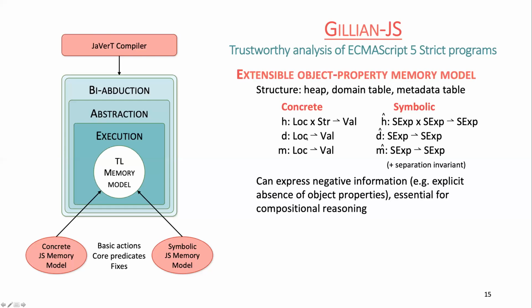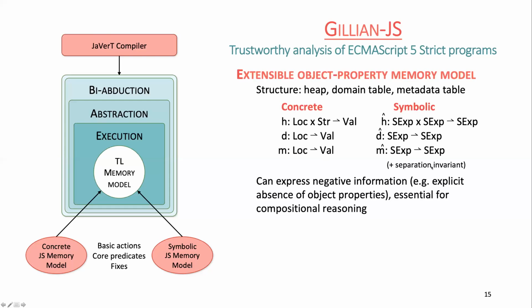We have the domain table that for a particular object location says whether a property is in that location. So it's giving information about what properties can be in that location. And we have metadata giving information about things like prototype chains.